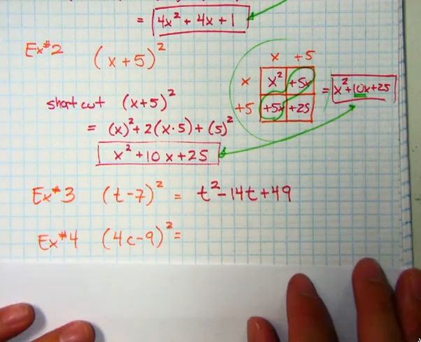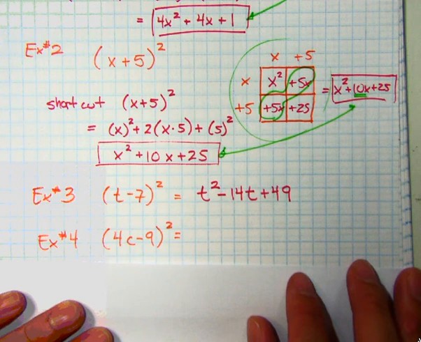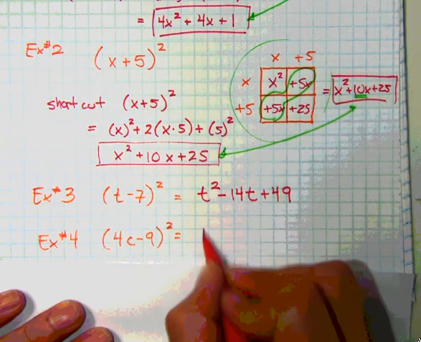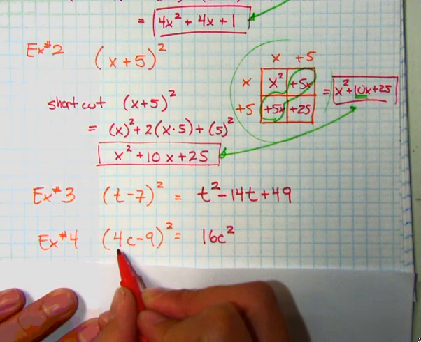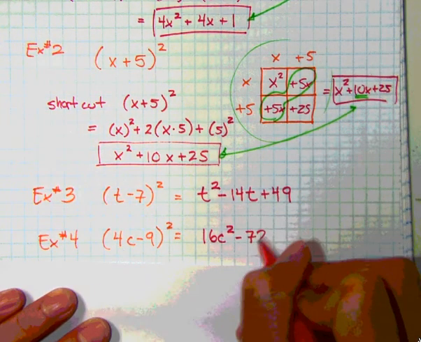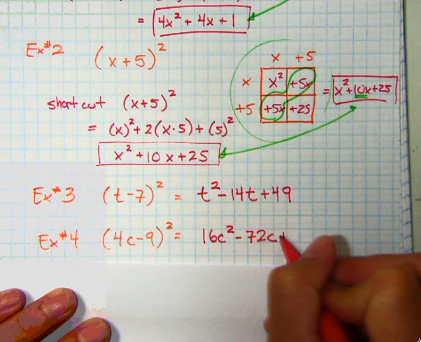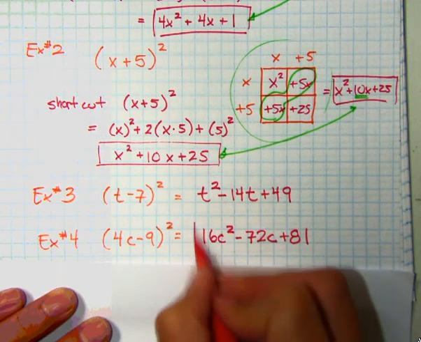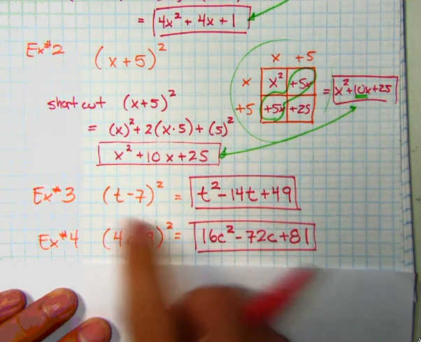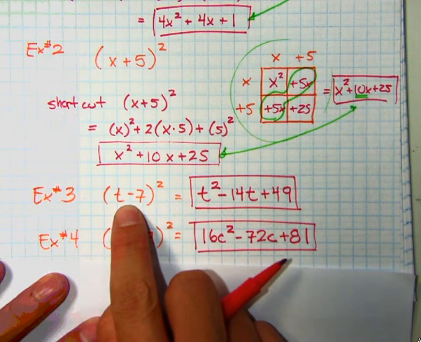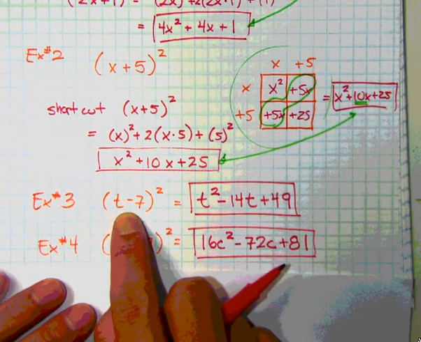Let's try one more. You can pause it, try to get your answer. Your answer should be 16c squared. This times this is going to give me negative 36, so I double that, minus 72c. And the last one, positive 81. So you can see this is a fast and quick, easy way to get my answers. When I'm multiplying a binomial with a binomial, then it's exactly the same as squaring a binomial.